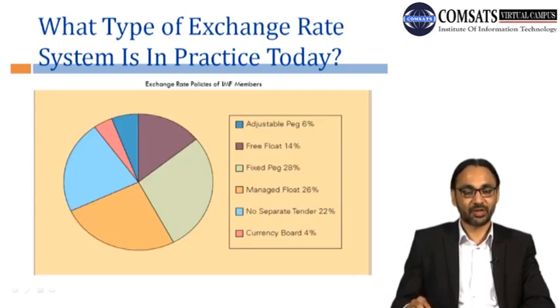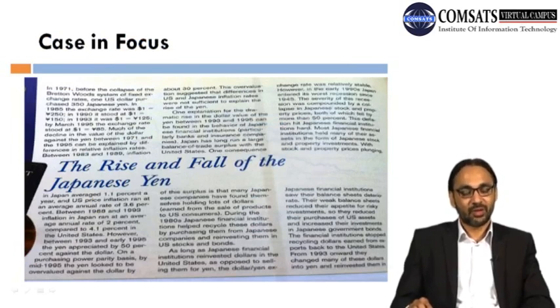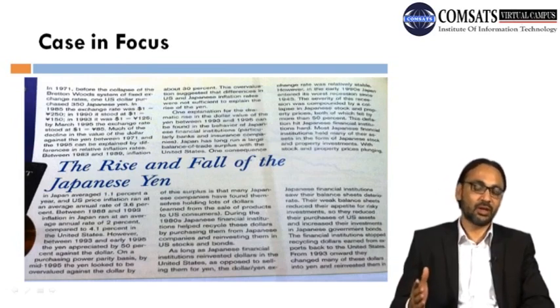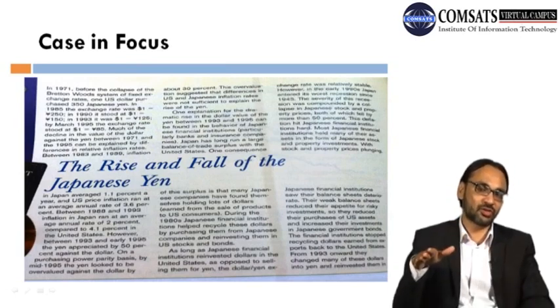This is the graphical representation which divides the countries into different floating and fixed exchange rate systems. Okay, this is a small case study that we will do in the next lecture. It will be better if you just read this case. This is the case about the rise and fall of the Japanese yen. It's about the fixed exchange rate and how they moved from the fixed exchange rate to the floating exchange rate system.